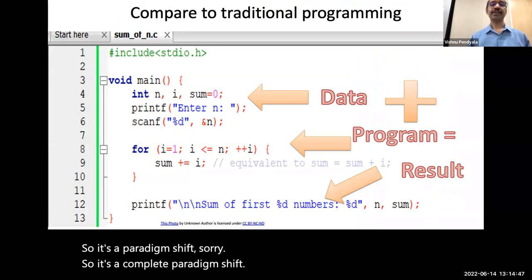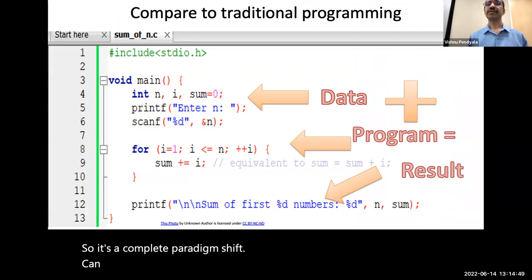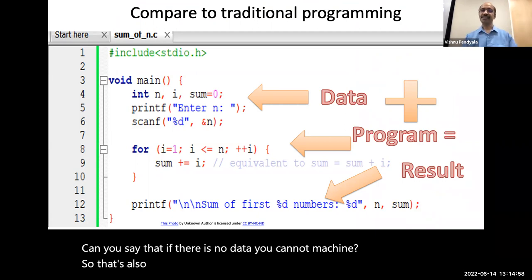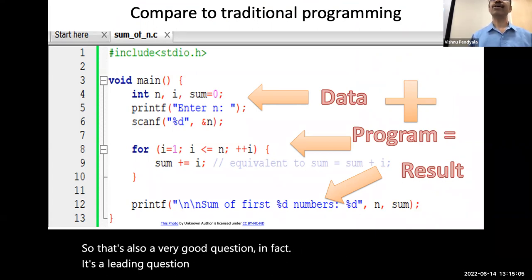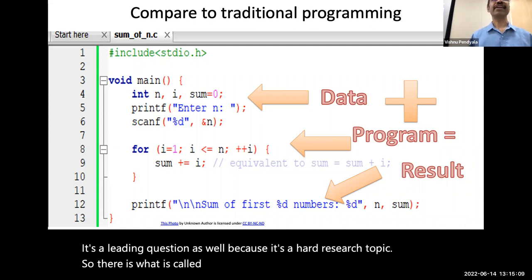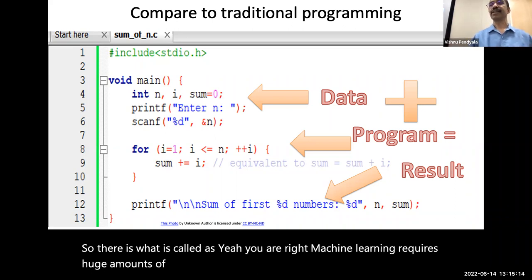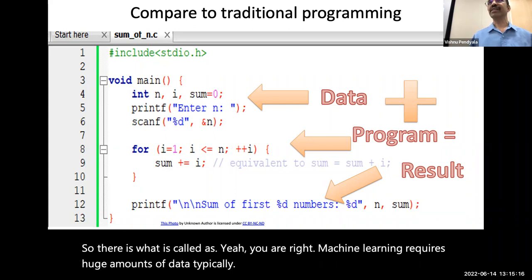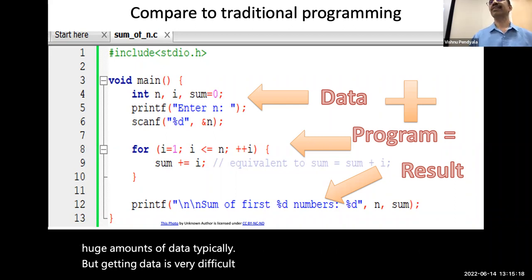Can you say that if there's no data, you cannot have machine learning? That's also a very good question. In fact, it's a leading question as well, because it's a hot research topic. You're right. Machine learning typically requires huge amounts of data. But getting data is very difficult. I mean, for some things like house prices, it is easy.